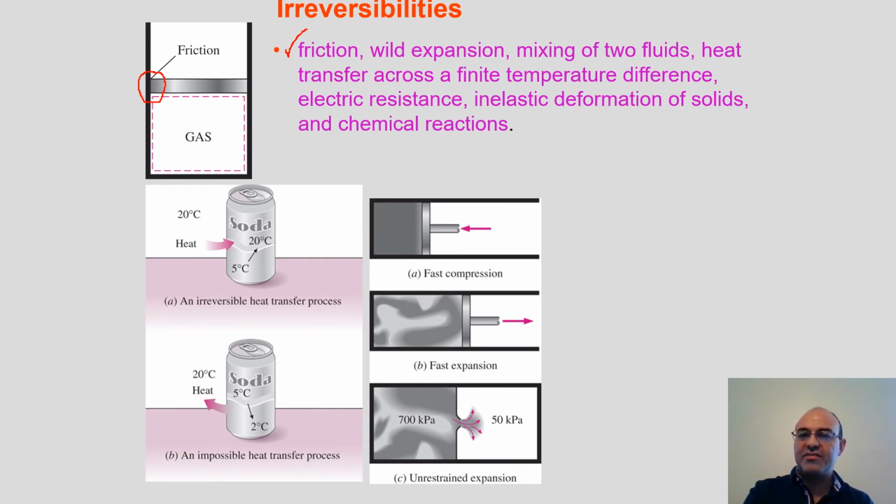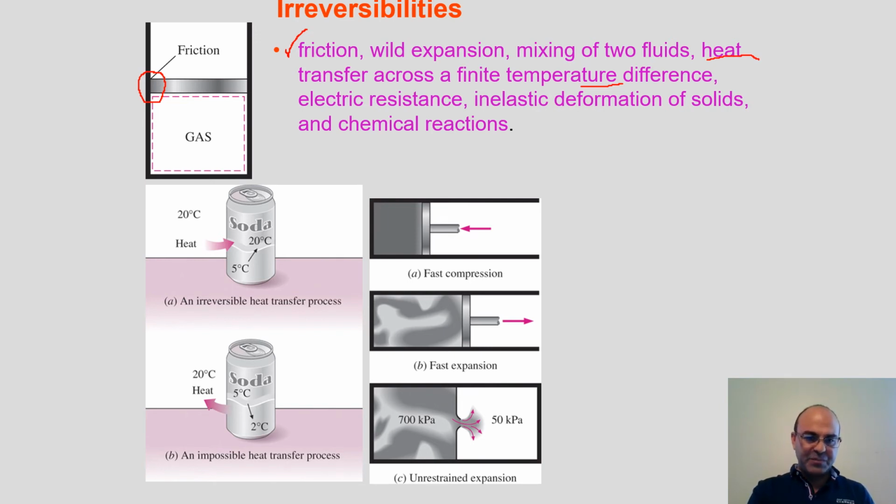Other sources of irreversibility: mixing of two fluids. If you mix two fluids, then how do you separate them without leaving any effect on the environment? So mixing is an irreversible process. Heat transfer across a finite temperature difference. So this is very important. If there is a temperature difference, if there is a delta T, then heat transfer is irreversible.